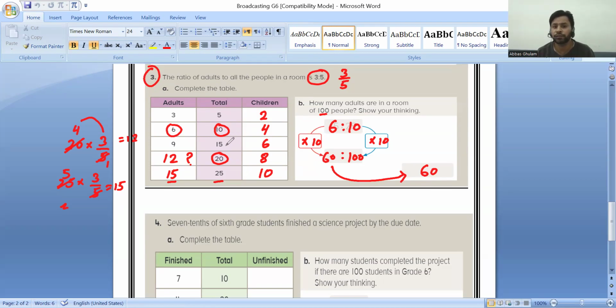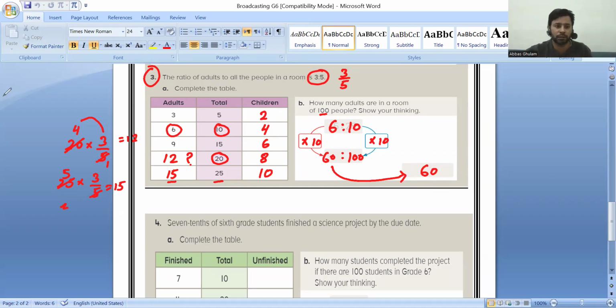And after that, if you choose 15, it means it will be a decimal number. So try to avoid the decimal number. This is how we can complete the table with the help of the part to whole ratio or the given ratio.